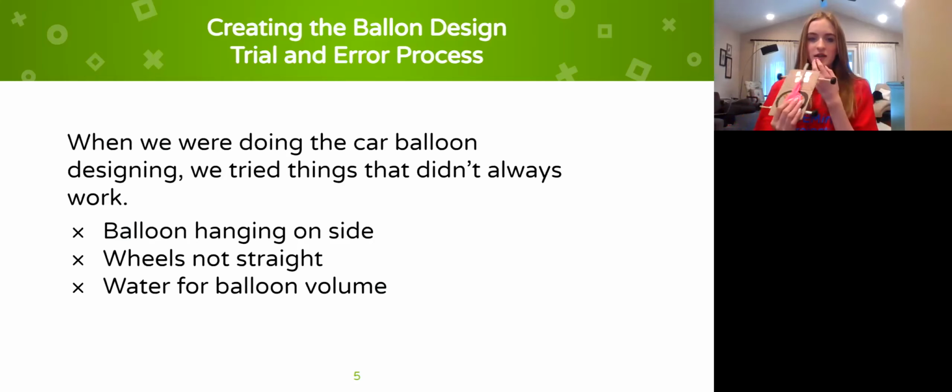Some of the trial and error we went through: for our first car, we noticed that the platform was too small, so the balloon was hanging off the back of the car, which messed up our data a lot because the car wasn't going anywhere. Then the car eventually started swerving off to the side, so we realized that the wheels weren't on straight, and we had to fix that.